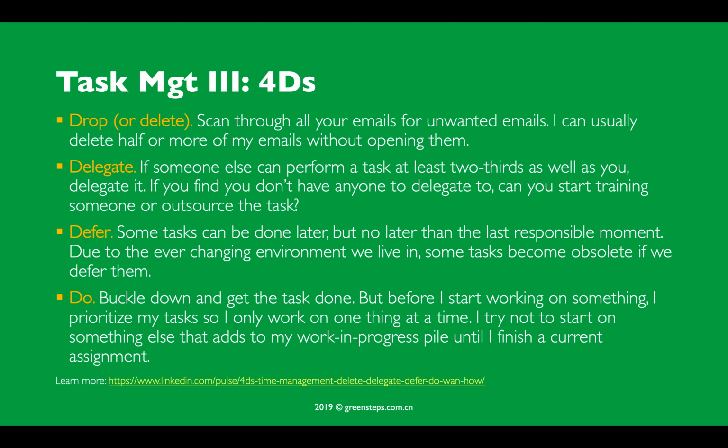Task management 3 are the 4Ds. So the 4Ds are drop, delegate, defer, do. Why is this important? Because not everything that comes down our alley is really what we need to do. So delete emails that are not important, or don't open them. Many things can be delegated, and there's a rule of thumb: if things can be done at least two-thirds as well by somebody else who has free capacities, then talk to that person about delegation.